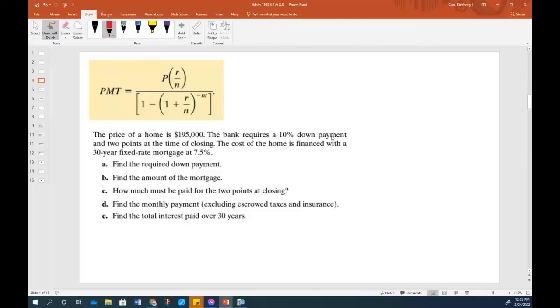Our P is going to be our principal amount, but P is going to be the price minus the down payment, how much we actually finance. So the bank requires a 10% down payment. Our very first question says find the required down payment. So you're going to do 10% of the price. And 10% of that price then is $19,500.